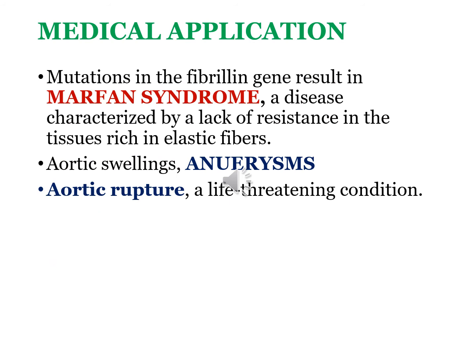Coming on to the clinical correlate related to the elastin fibers. The medical application includes mutation in the fibrillin gene, which results in the syndrome known as Marfan syndrome. It is a disease characterized by lack of resistance in the tissues rich in elastic fibers. As the fibrillin gene is mutated, elastin cannot accumulate, so elastic fibers cannot form properly. This results in aortic swelling. The aorta is swelled, and the condition is known as aneurysm. When there is swelling of the aorta, it is known as aortic aneurysm. And if the blood pressure is more, the aorta can rupture, leading to a life-threatening condition.